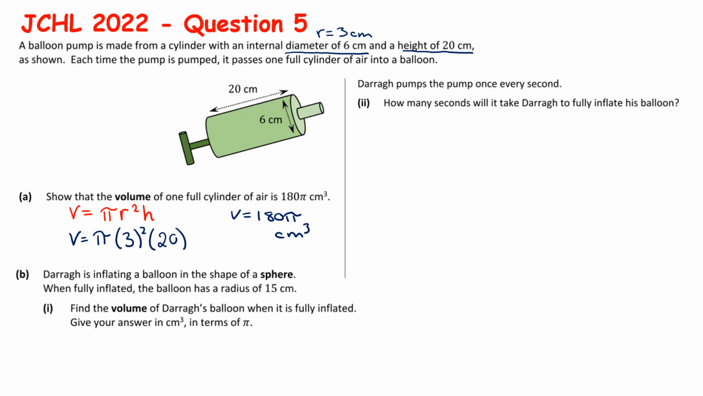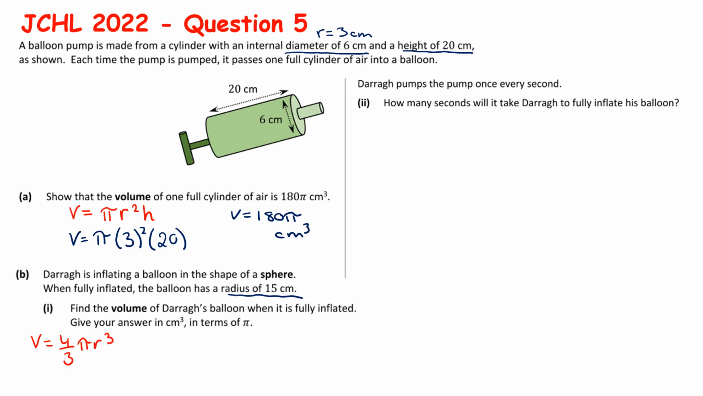Part B, Dara is inflating a balloon in the shape of a sphere. When fully inflated, the balloon has a radius of 15 centimeters. Find the volume of Dara's balloon when it's fully inflated. Okay, very straightforward as well. This time we're working with a sphere. So the volume of a sphere is 4 over 3 pi r cubed.